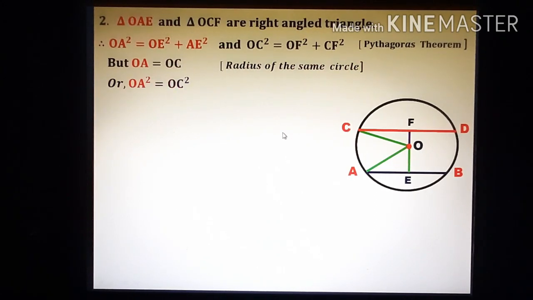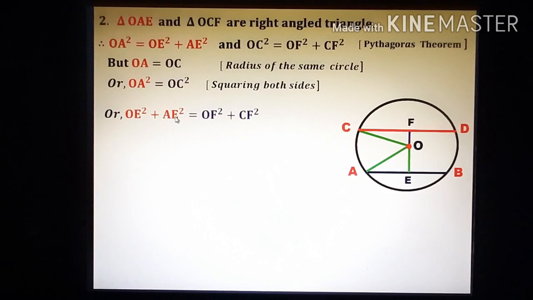So squaring both sides, we will get OA square is equal to OC square. My dear, the value of OA square is equal to what? OE square plus AE square. We can write on the left side OE square plus AE square instead of OA square. So instead of OC square, you see what is the value of OC square? Value of OC square equal to OF square plus CF square. My dear, try to understand, I am just putting the value of OA square and OC square.